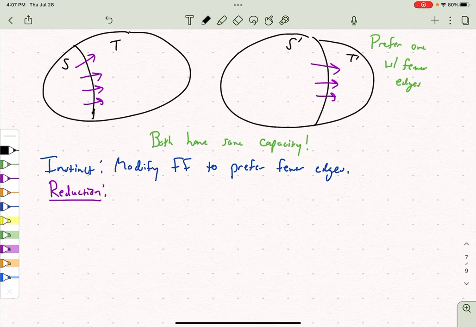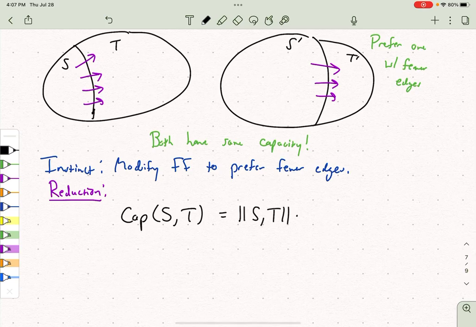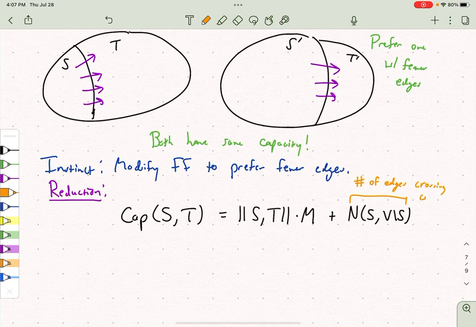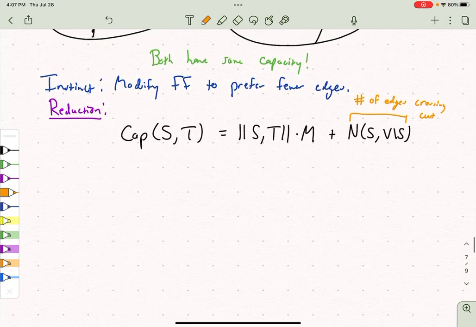So let's just define a new capacity function. This is going to be the original capacity times some number M, plus the number of edges that cross the cut. I'm defining this to be the number of edges crossing the cut. So in this example here, that N variable will be 3, whereas here the N variable would be 4.